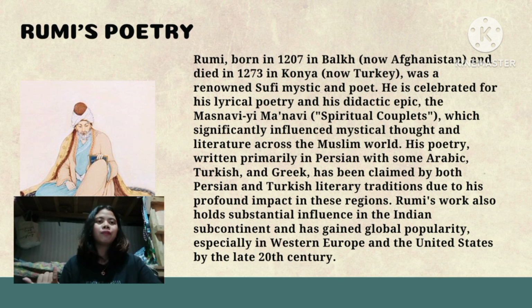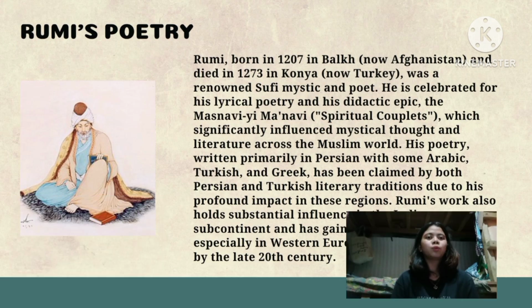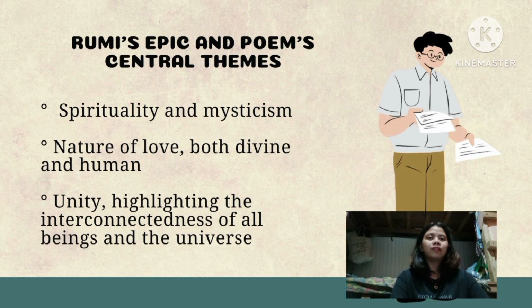His poetry often reflects his spiritual journey and experiences of divine love, frequently composed in states of ecstasy and accompanied by music and dance. By the late 20th century, his poetry had gained global popularity, particularly in Western Europe and the United States, reflecting its universal appeal and enduring legacy. Rumi's epic and poem central themes are spirituality and mysticism, the nature of love, both divine and human, and lastly unity, highlighting the interconnectedness of all beings and the universe.